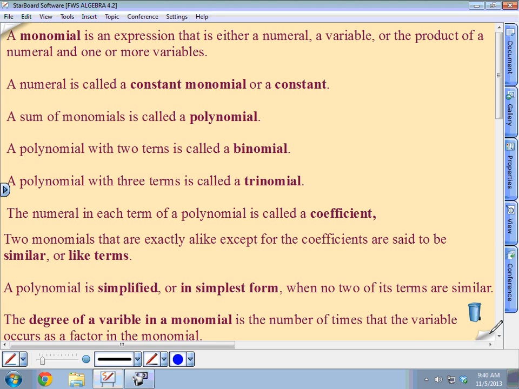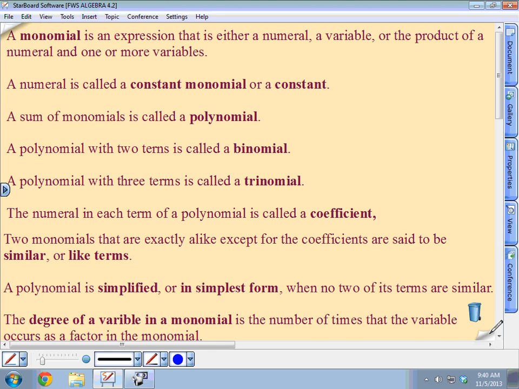A monomial. Got to write this down. Got to write these down. You're not going to know them. I'm telling you guys, you'll forget. A monomial is an expression that is either a numeral. A numeral is just a number. Or a variable. Variable is just anything that can stand for something else. X, N, L, Q, P, R, whatever it is. Doesn't matter. Or the product of a numeral and one or more variables.